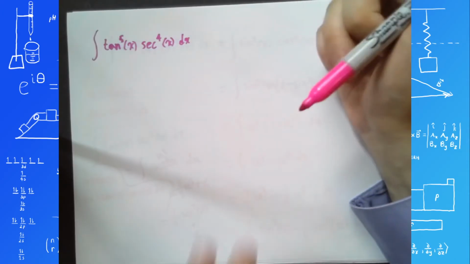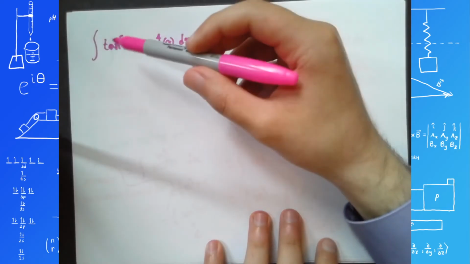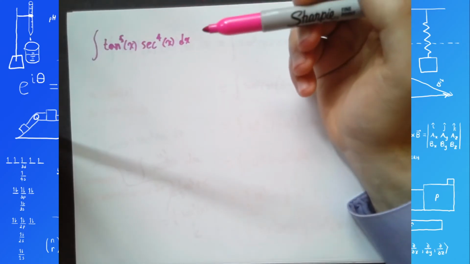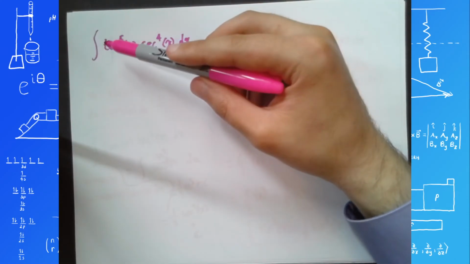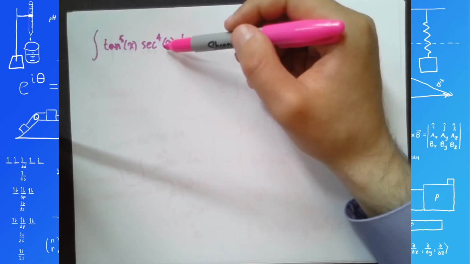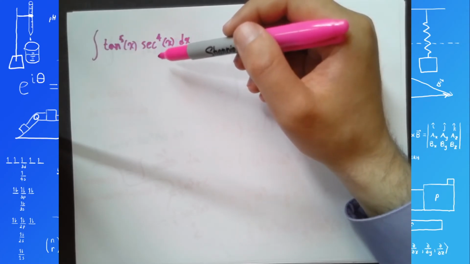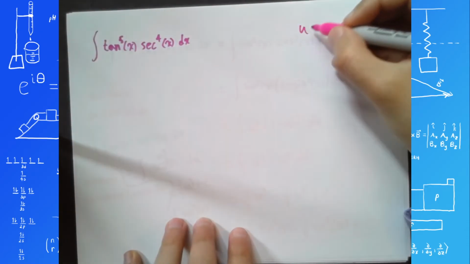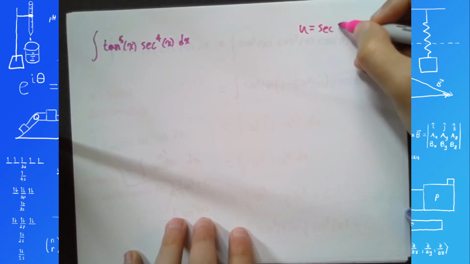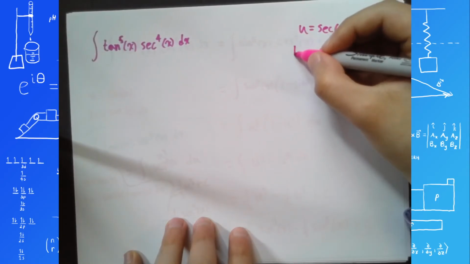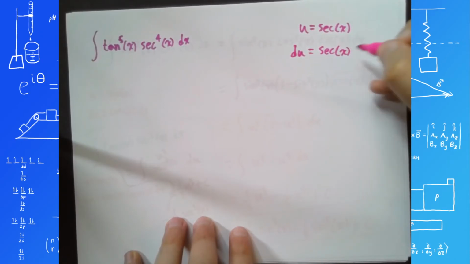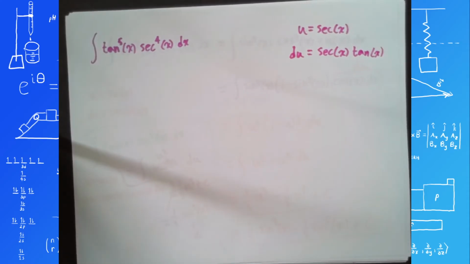Okay, I think I know what to do here. So I can take all but one of my tangents and convert them into secants, and then I'd have one tangent with one secant which would give me secant tangent, which is the derivative of secant. Okay, so we're still going to use u equals secant of x here. I can already see that. That would give me du equals secant x tangent x.